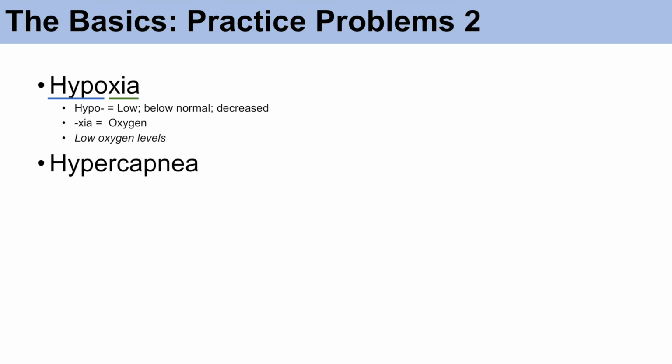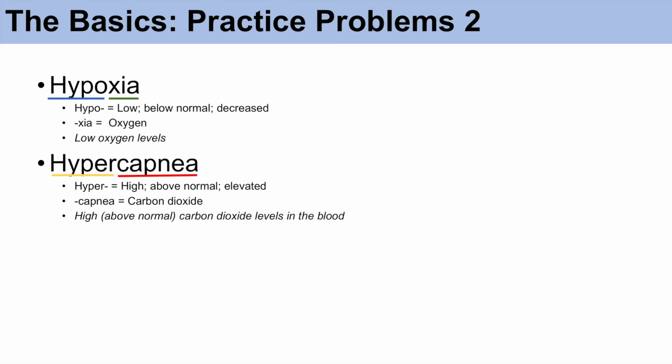The next one is hypercapnia. Again, try to break this down. Hyper means high, above normal, or elevated. And capnia means carbon dioxide. When we put it all together, it literally means high or above normal carbon dioxide levels. And typically, hypercapnia relates to carbon dioxide levels in the blood.